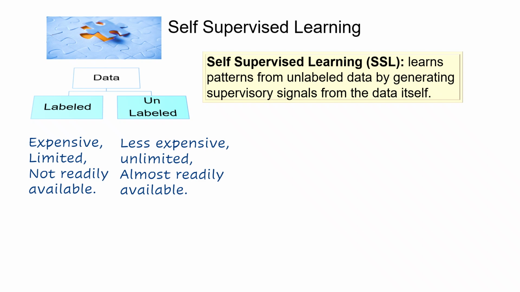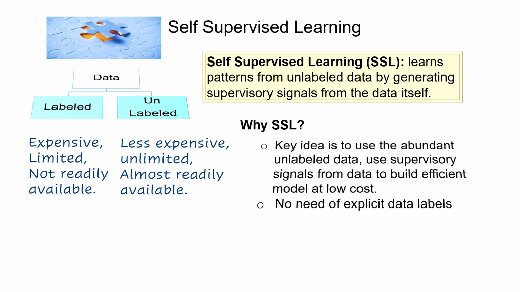Self-supervised learning, short form SSL, is a hybrid type of machine learning in which the algorithm learns patterns from unlabeled data by generating supervisory signals from the data itself. What is the meaning of supervisory signals here? Supervisory signal means the self-supervised learning input data, which is unlabeled data, guides the model learning process as labels do in supervised learning.